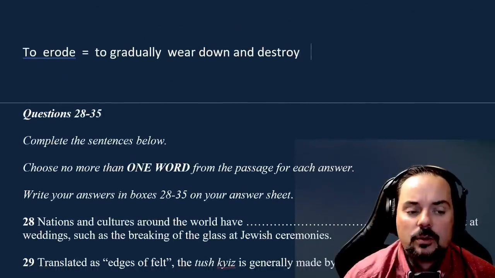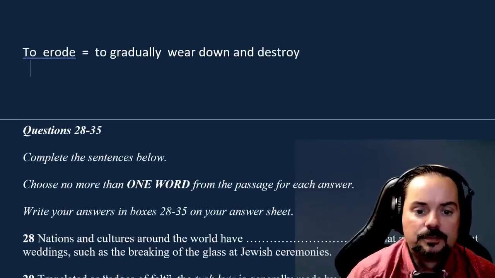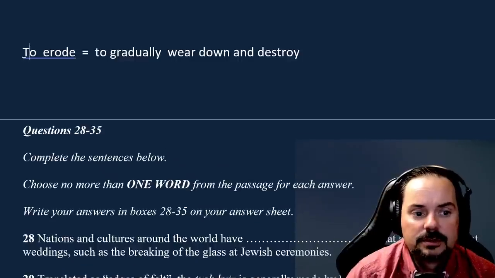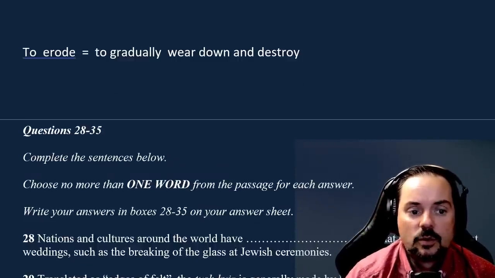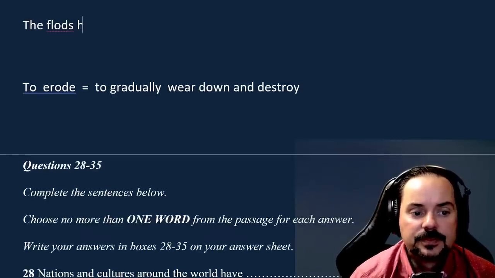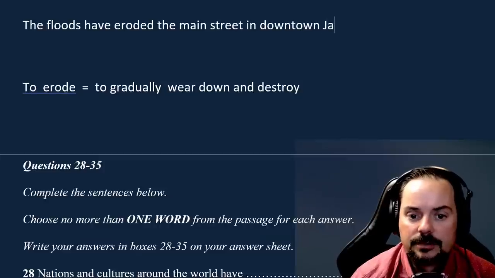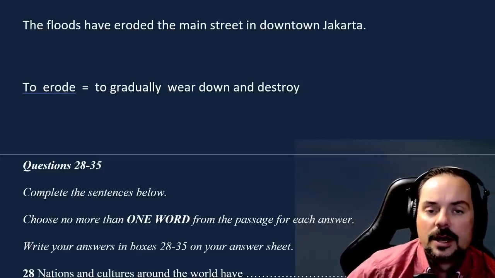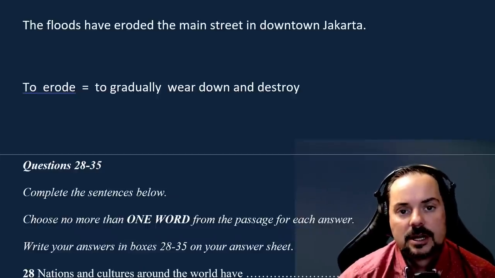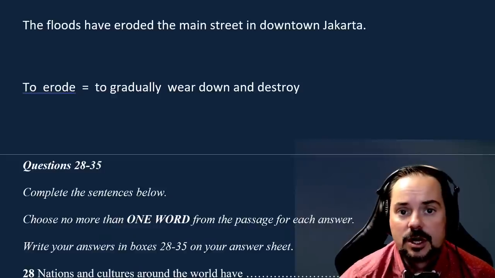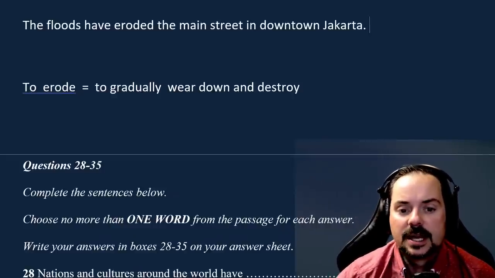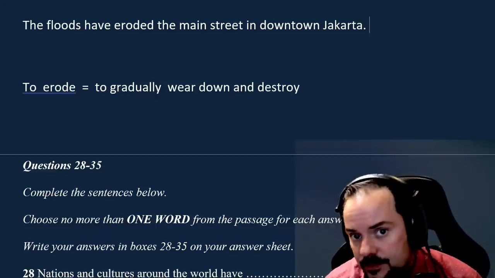The most common place where we see the word erode is in nature. We often use it with the weather. And in Indonesia, unfortunately, you can use this quite a bit, like saying the floods have eroded the main street in downtown Jakarta. In this case, it means that the water that comes in during the heavy rain season causes a lot of erosion, which wears down the buildings, the streets, the trees, the soil.